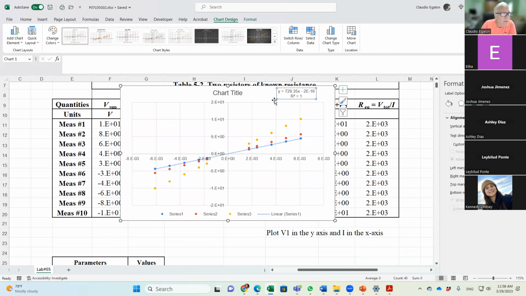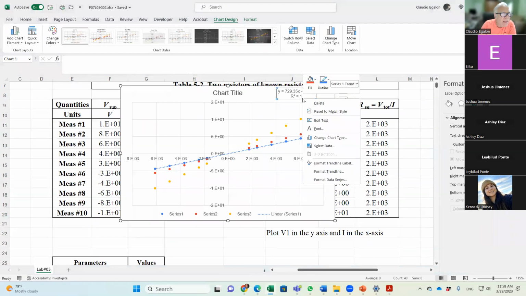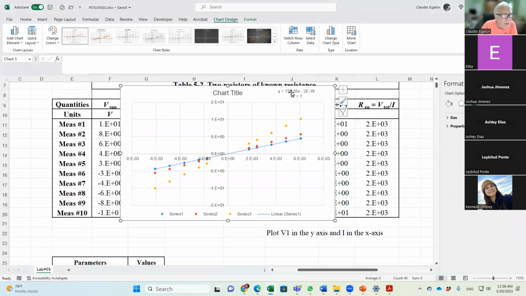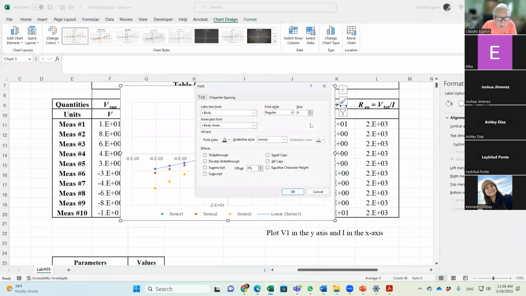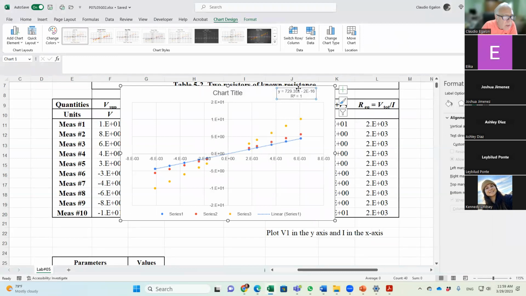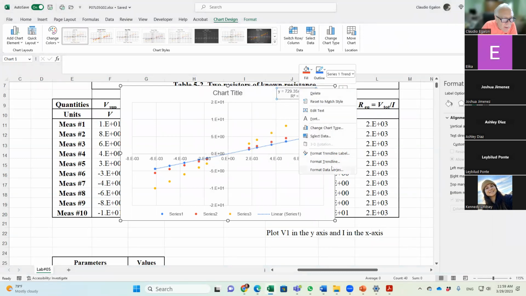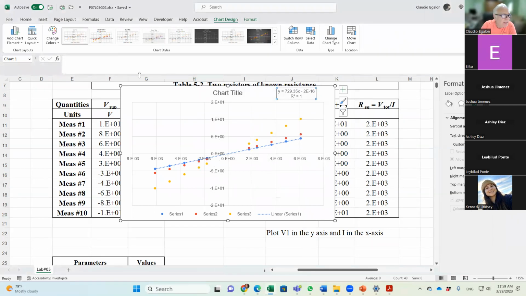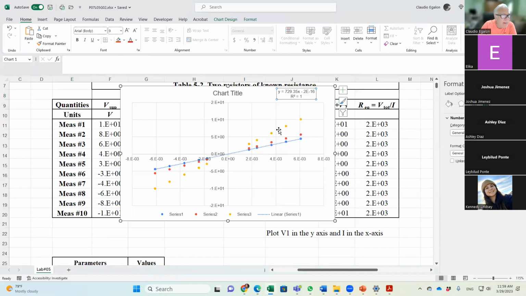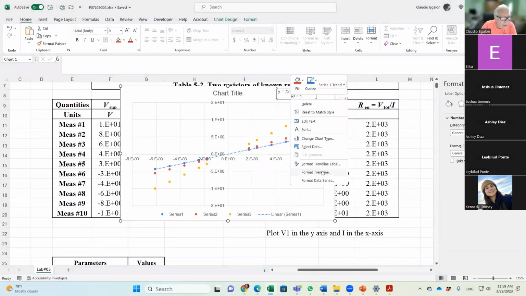Click here on the box. You must highlight the box. Right click on the box. And let's see here. Let me try it again. Font, maybe it's here. No, it's not here. There's a format trend line. Format trend line label. Okay, you gotta go to format trend line label. That's the trend line label, right? So when you right click, you go to format trend line label.